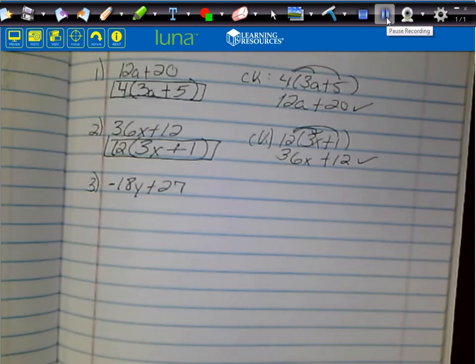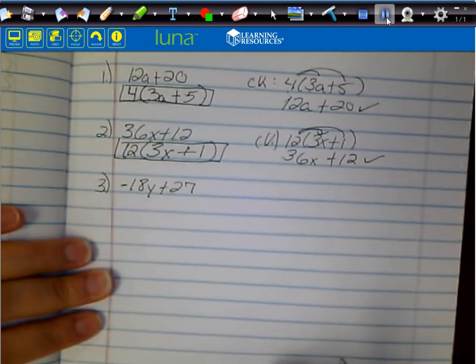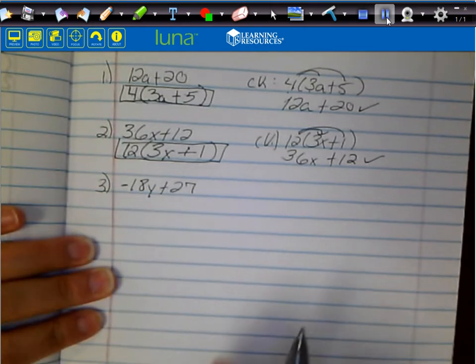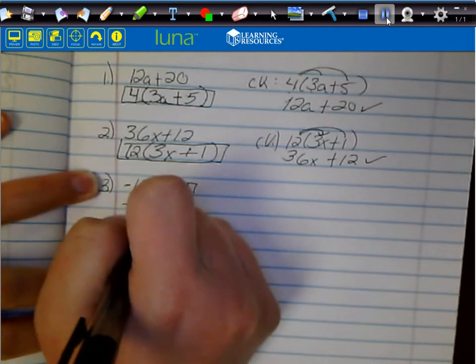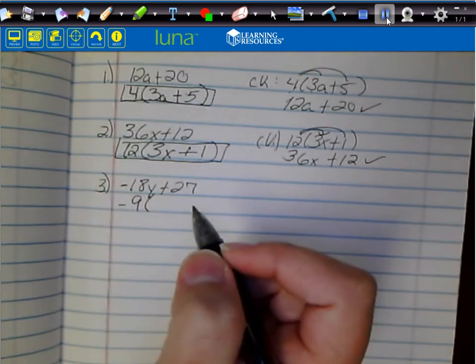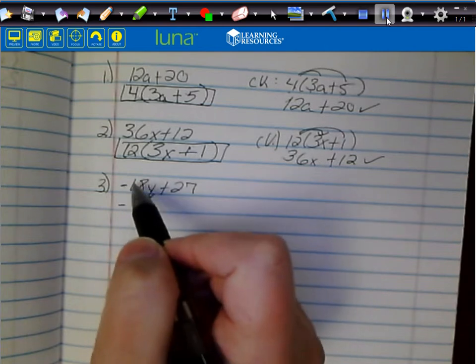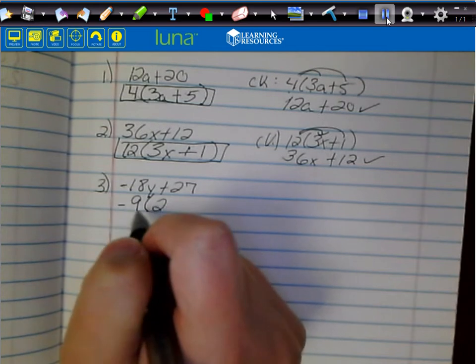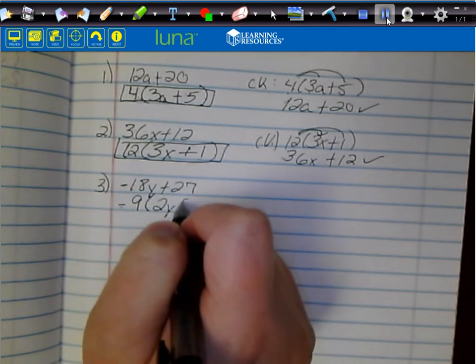So now I'm going to go back. This time it's a little bit different because of this negative in front. Even though they both don't have a negative, anytime you have a negative in front, I want you to go ahead and take out a negative number. So I'm going to take out a negative 9 because I found out that 9 was the GCF of 18 and 27. So I'm going to say negative 18 divided by negative 9 is 2, or negative 9 times 2 is negative 18. I'm going to bring down my y and my plus sign.